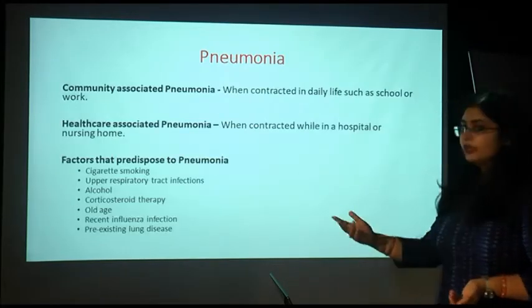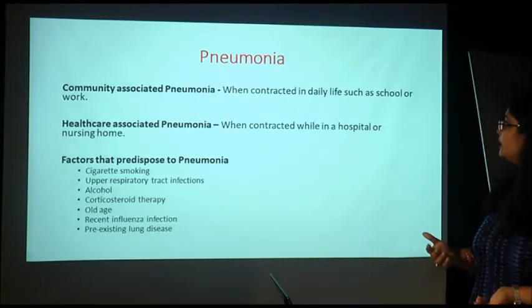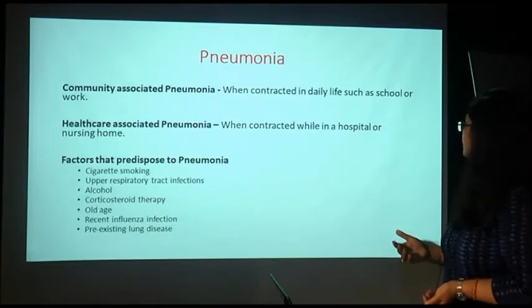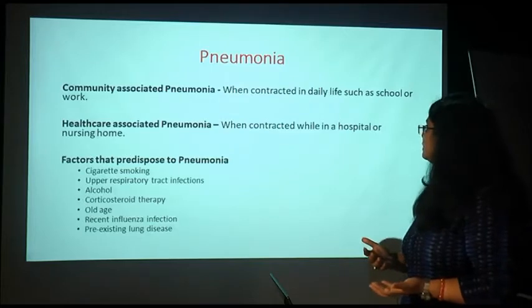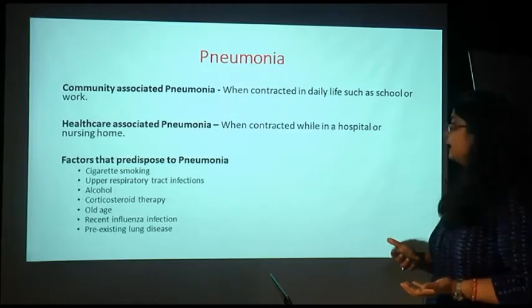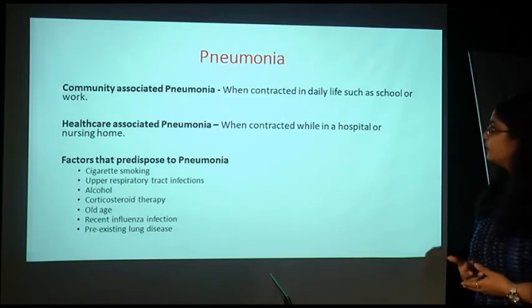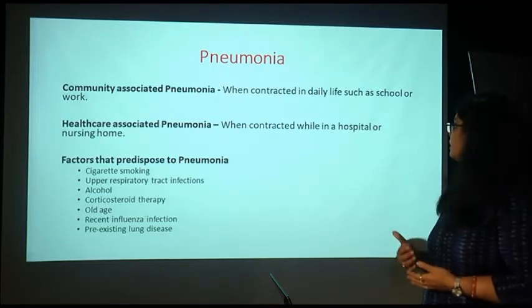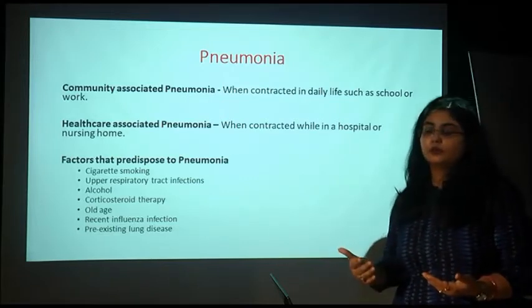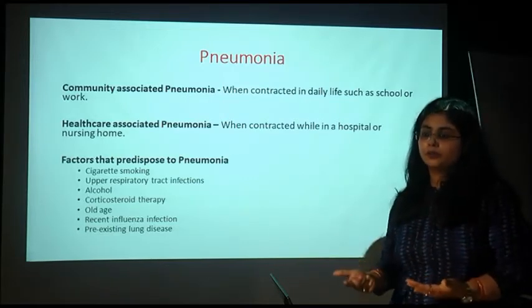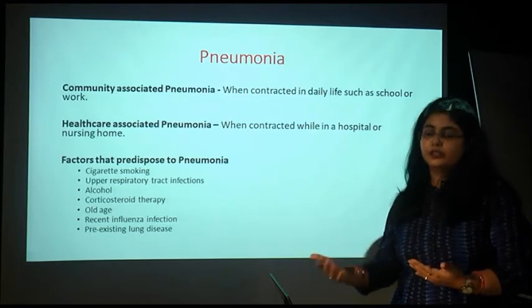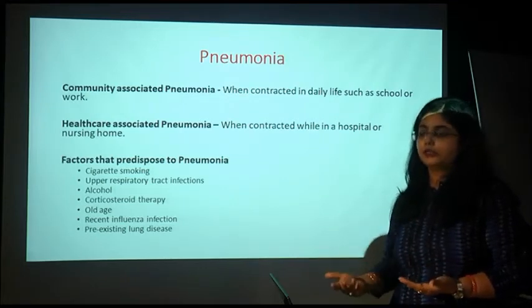There are two types of pneumonia basically: community associated pneumonia, which happens when it is contracted in daily life, such as while we go to school or work. The second is healthcare associated pneumonia, which is contracted when you visit a nursing home or a hospital, either during visitation or during hospitalization.